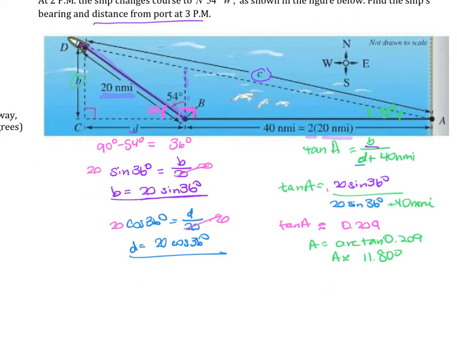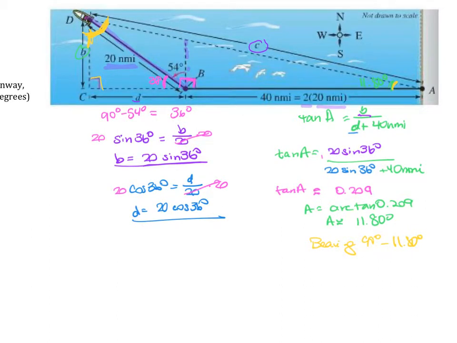We need to know what this angle is here. So if this is 11.80, we want to know this angle here because we're looking at how far it is from the y-axis. We can say that the bearing is 90 degrees minus whatever this A value is, right? Because we know the sum of the interior angles of the triangle should be 180, and we know this is 90 already. So this is 90 minus 11.80 degrees. And so when you do that, you find that the answer is 78.2 degrees.